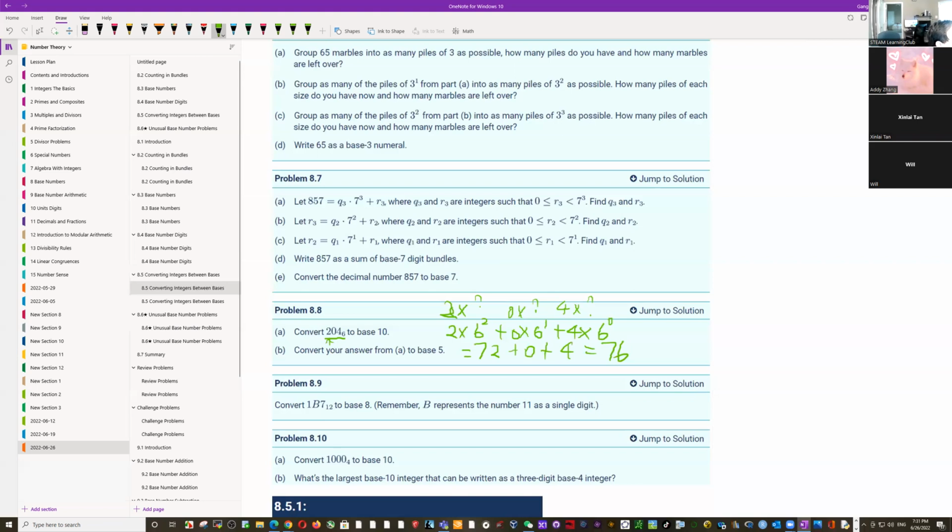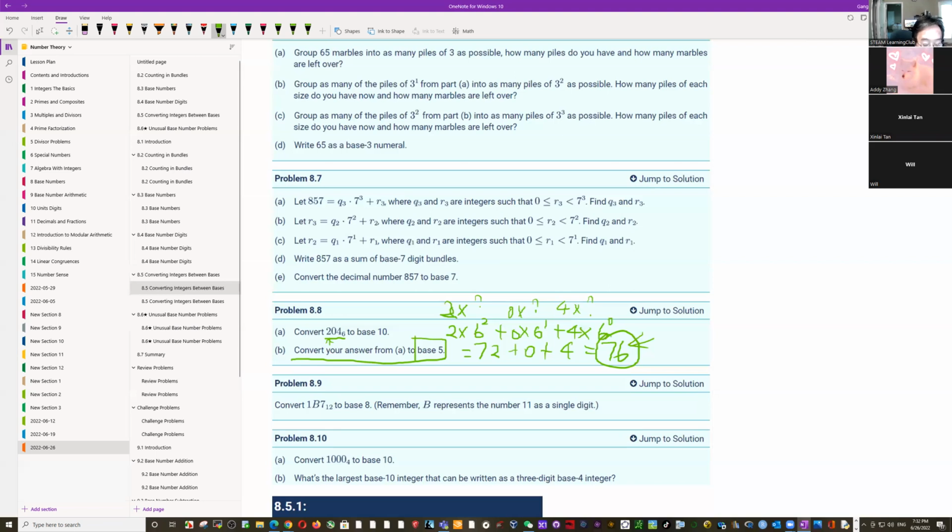Yeah, you're right. Looks like Xinlai got the problem right. Very good. So the next problem is to convert your answer from A to base 5. Your basic system is a 76. How to convert to base 5? You already have a decimal, so you need to convert this decimal into base 5.